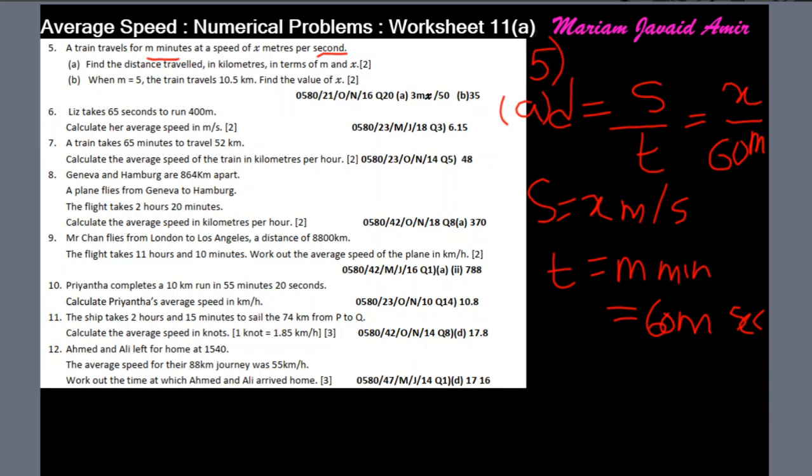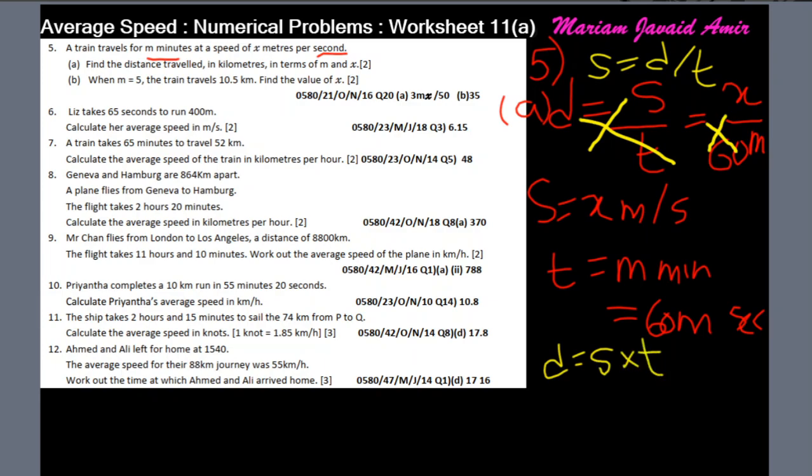Oh, I wrote the formula wrong. Speed is equal to distance over time, not this. So speed is equal to distance over time. So we need to find the distance. So distance will be speed into time. So the speed is x and the time is 60m, sorry.